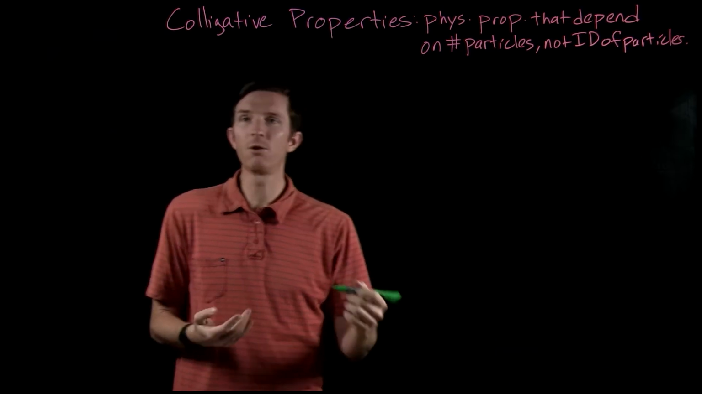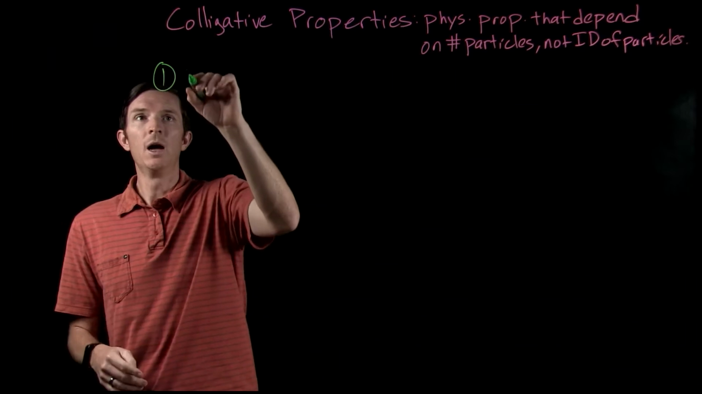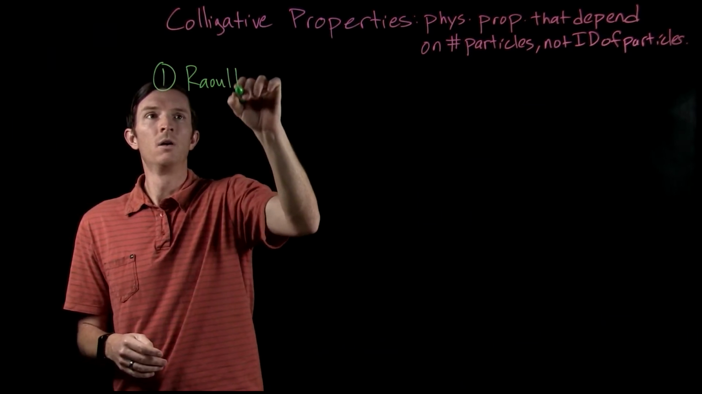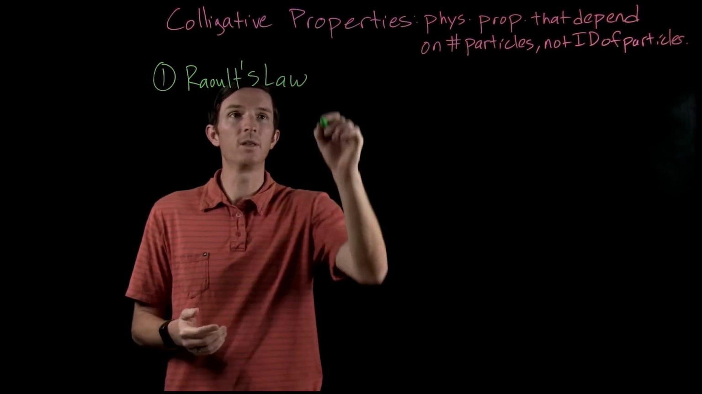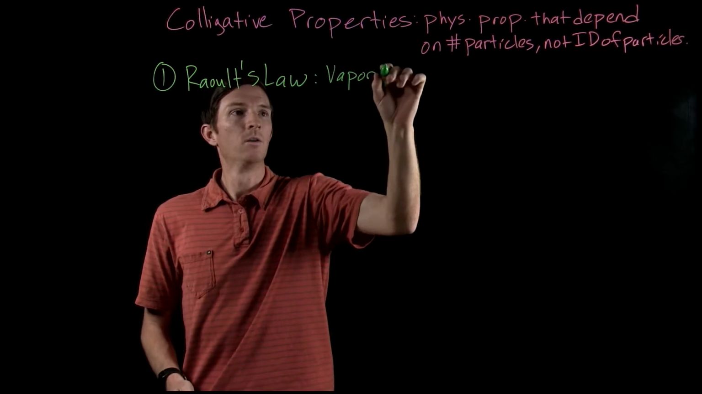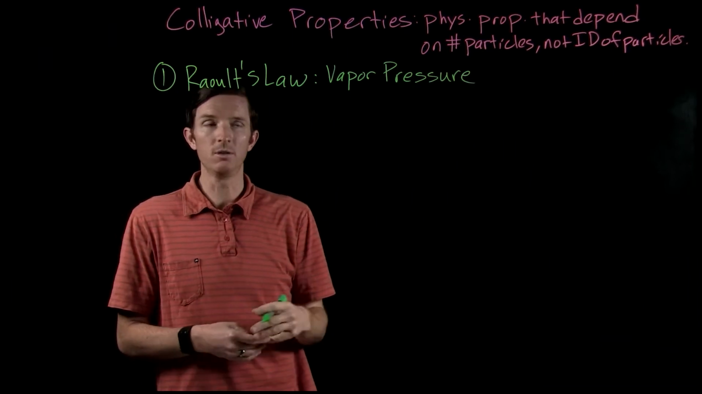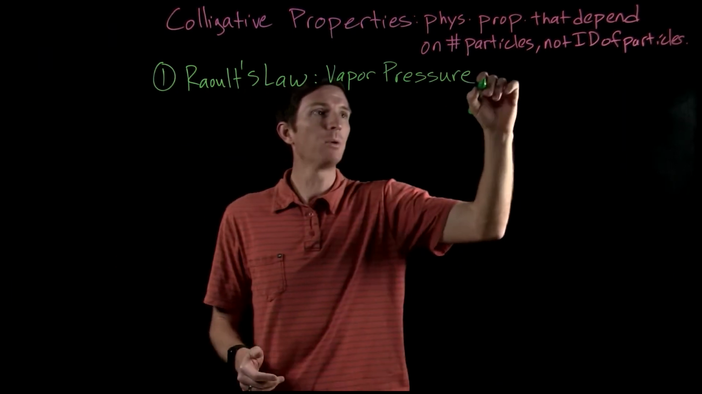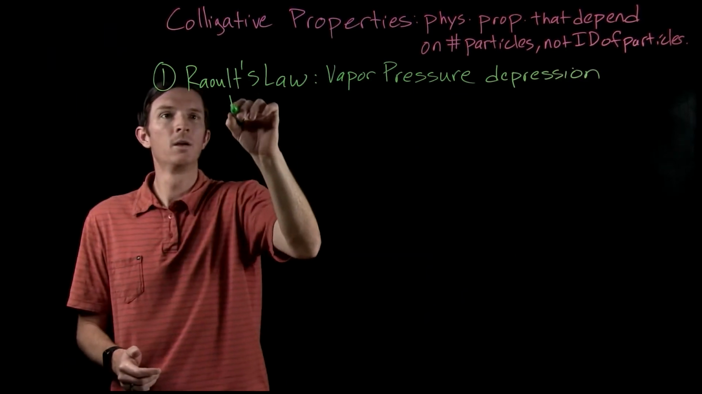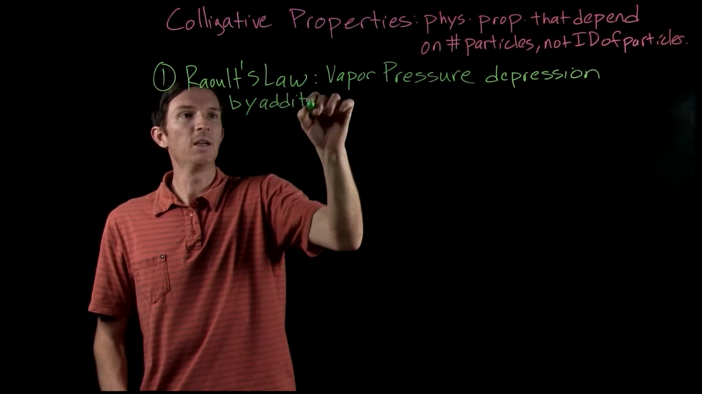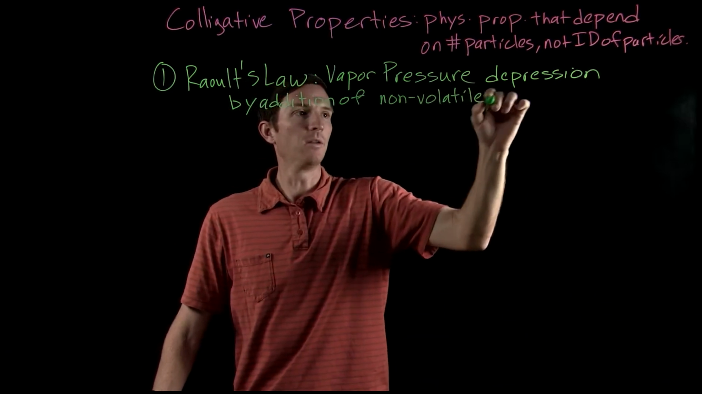Okay, so these four properties are described by various different relationships or laws. The first one is Raoult's law. Raoult's law deals with this idea of vapor pressure and what happens to the vapor pressure when we add a non-volatile solute. So Raoult's law describes the vapor pressure depression, or decrease, by the addition of a non-volatile solute.